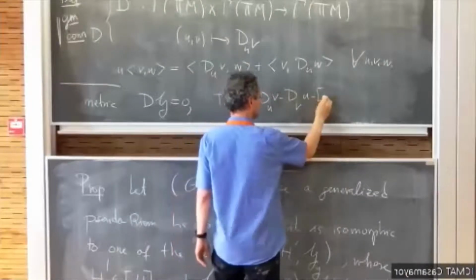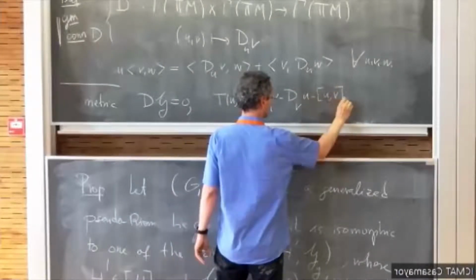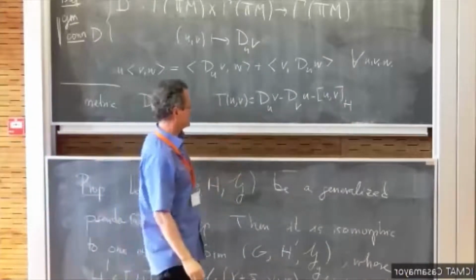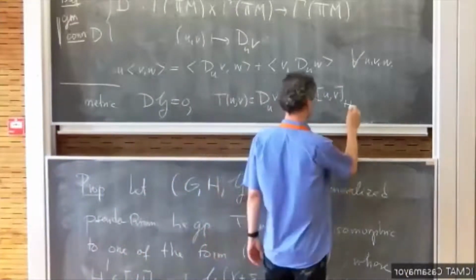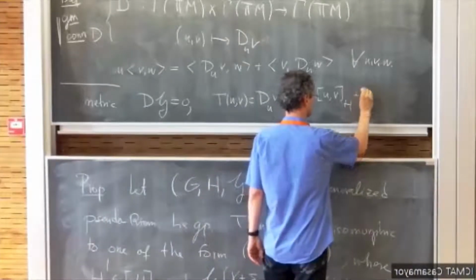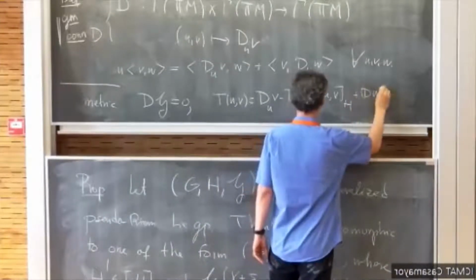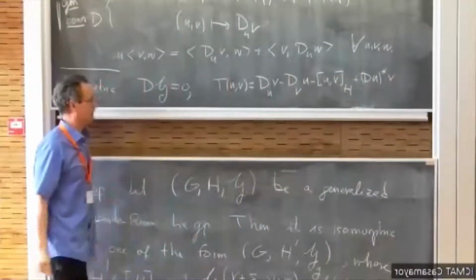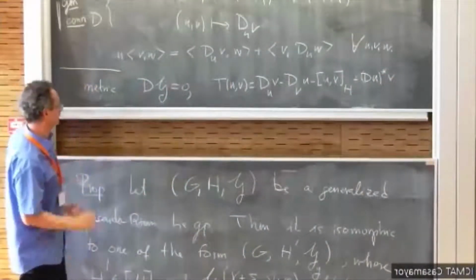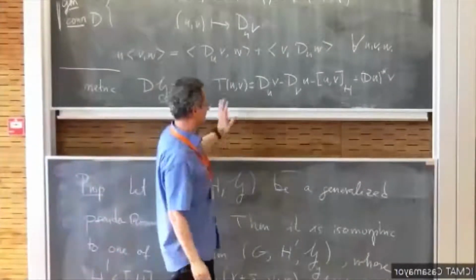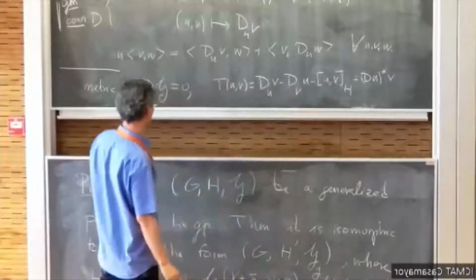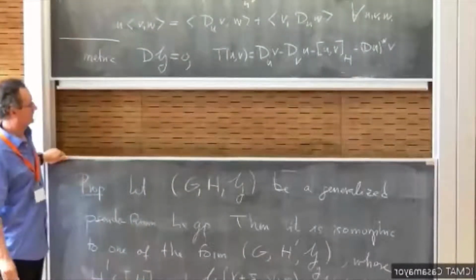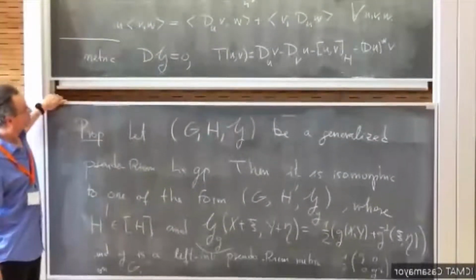So here, instead of the Lie bracket, you now use this Courant bracket. But if you do this, it turns out that it's not tensorial and it's not a good idea. But you can add here d u star applied to V, where star stands for the metric adjoint with respect to the scalar product. This is the formula for the torsion. And the generalized connection is called Levi-Civita generalized connection if it is metric and torsion free.